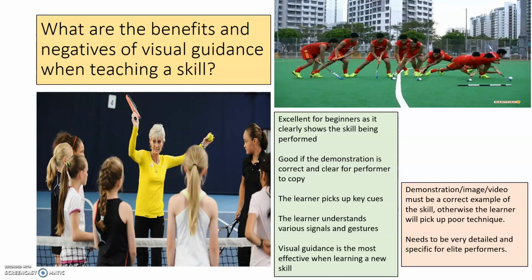Ultimately, that demonstration must be clear and accurate. So if it's not, and if we have an image which is inaccurate, or the video and the demonstration is inaccurate, then ultimately the learner is going to pick up poor technique. So we've got to make sure that that demonstration is very, very correct. And not only that, it obviously needs to be very detailed, especially for elite performers. Elite performers know what they're doing. So if they're watching a visual guidance, they need to make sure that they've got enough information there, specific to them, so they can clearly see what they need to do to improve their technique.